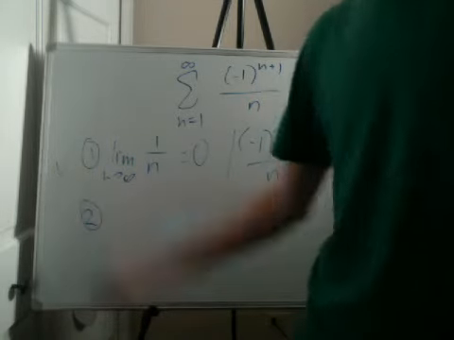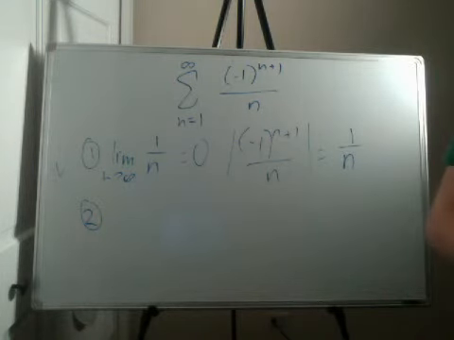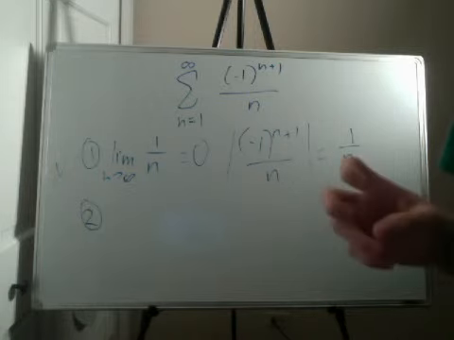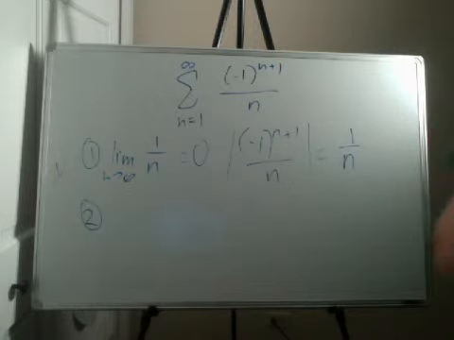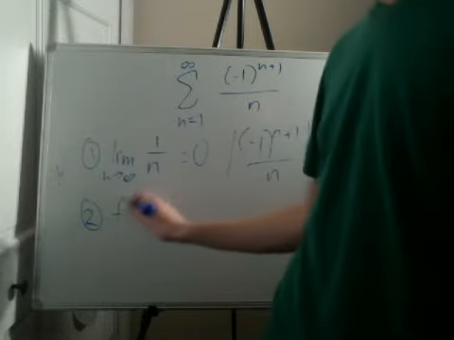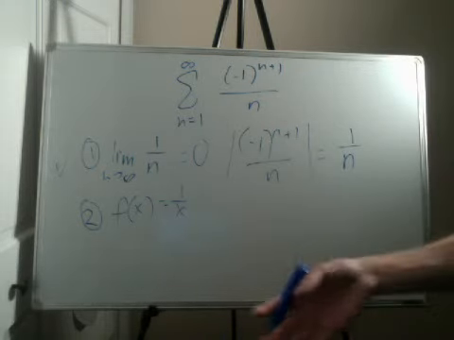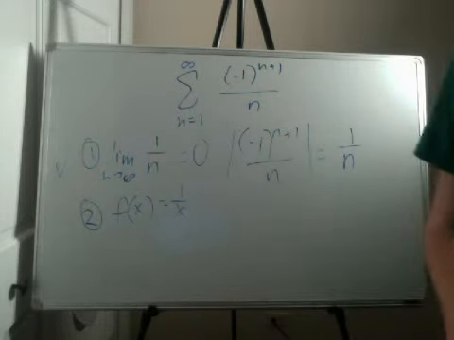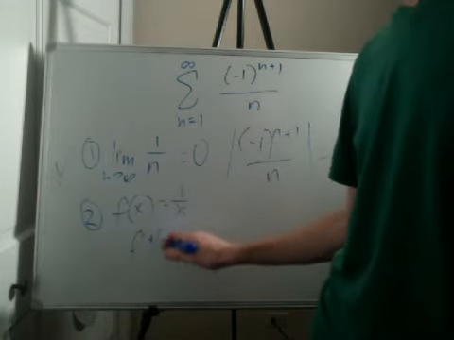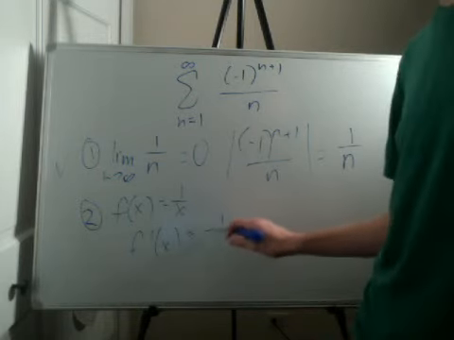Two, we need to see that the absolute value of the series is non-increasing. So basically what you're going to do is first define this as a function, which we're going to call f of x, and say f of x equals 1 over x. We want to make sure it's not increasing, so what are we going to do? We're going to take the derivative of this. And the derivative of 1 over x is going to be, by doing some rules, -1 over x squared.